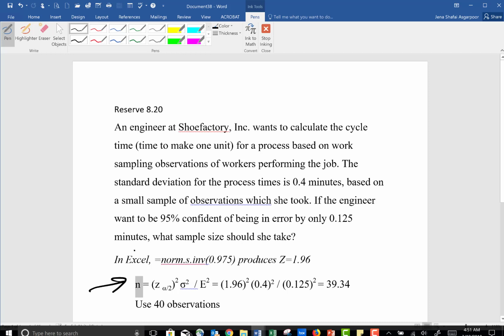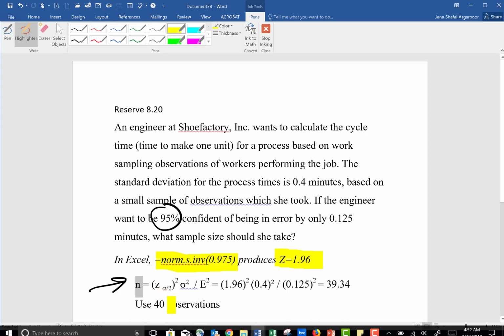she take? So in this case, because we want 95% confidence, we will use the norm S inverse, or inverse of the standard normal, with the parameter inside parentheses to be 0.975. That generates the value of 1.96 for us.